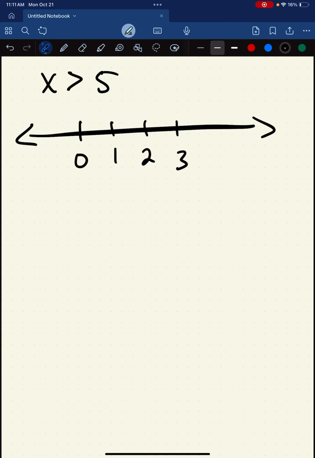Here's maybe 0, 1, 2, 3. I shouldn't have started at 0. Start at 2. Oops. Start at 2, 3, 4, 5, 6, 7, and it keeps going that way. And we want to plot where x is greater than 5. Well, we know x is greater than 5. Let's say at 6 and above, we know that's the case, right? 6 is greater than 5, 6.5 is greater than 5, 7 is greater than 5. And then all the way down to 5, we know all of that is greater than 5.